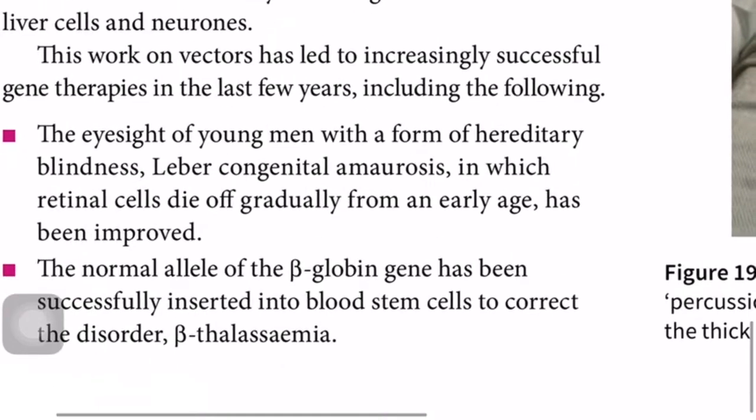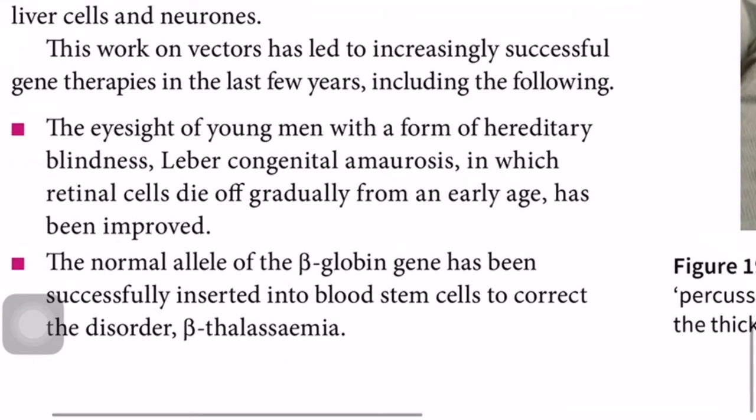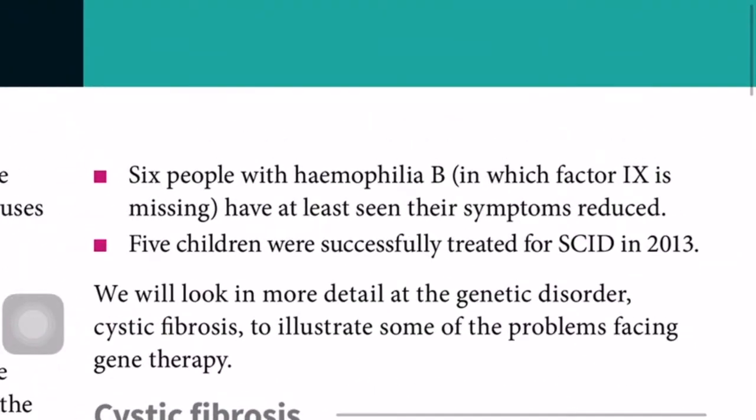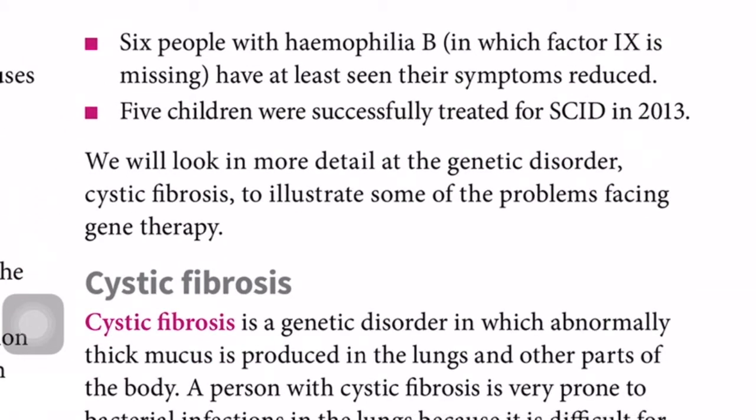This work on vectors has led to increasingly successful gene therapies in the last few years, including the following: the eyesight of young men with a form of hereditary blindness, Leber congenital amaurosis, in which retinal cells die off gradually from early age, has been improved. So these examples are basically how gene therapy helped people. We will look in more detail at the genetic disorder cystic fibrosis, to illustrate some of the problems facing gene therapy.